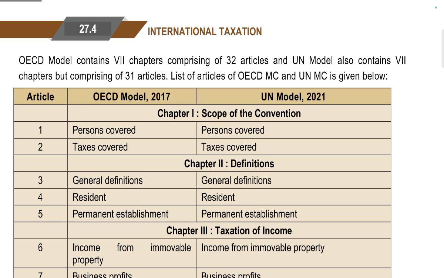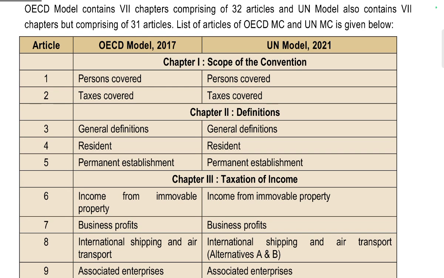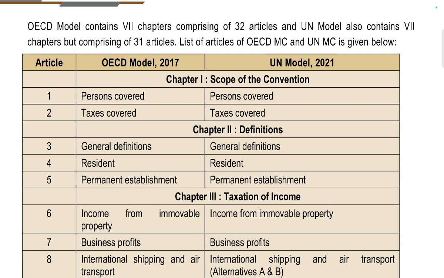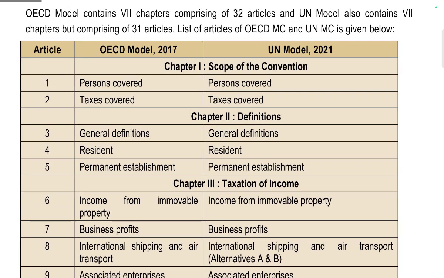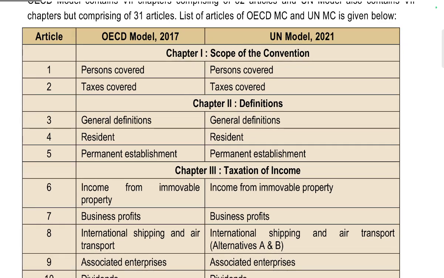The OECD Model comprises 32 articles across 7 chapters, and the UN Model comprises 7 chapters with 31 articles. Here is the list of the articles of the OECD and UN Model Conventions. Article 1, scope of the convention, persons covered; Article 2, taxes covered.